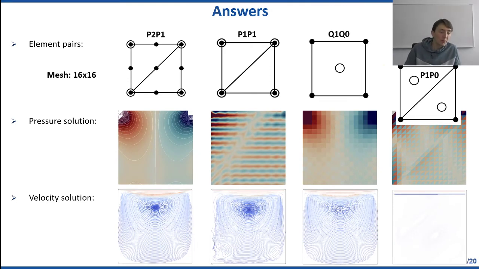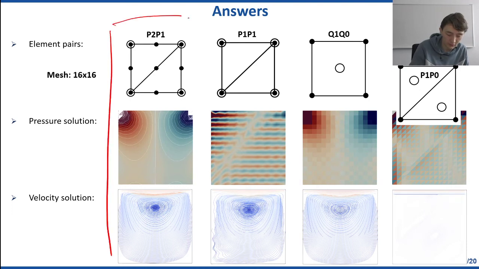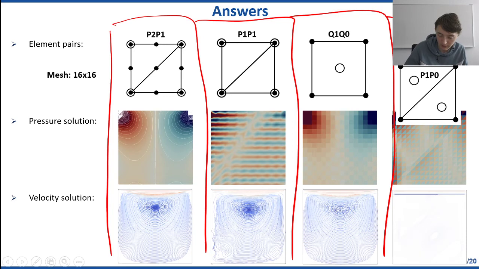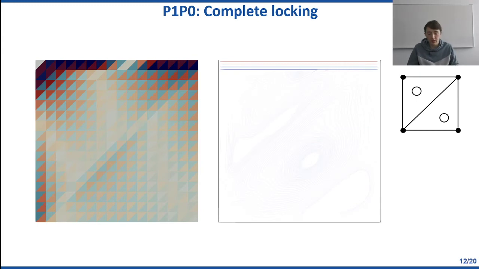So here these are matched, right? So now they're in the right order. This element corresponds to this solution, pressure and velocity, and these correspond like this. And the main takeaway message here is that if you do not use the proper combination between these meshes or these element pairs, then you get solutions that are pretty horrible. Yeah, and I'll go over each one of these one by one to point out some things.